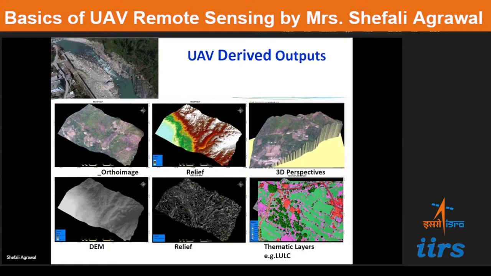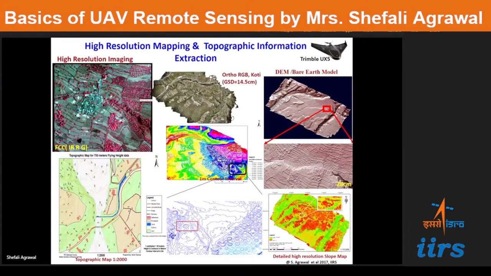So this is one example where high resolution mapping has been done. With these images, which are captured at 14 centimeters, 10 centimeters spatial resolution, one can generate very high resolution topographic information and the topographic map. So this is a map of 1:2000, which could be generated with a spatial resolution of around 15 centimeters. This is a small area near Dehradun, where we did this survey.